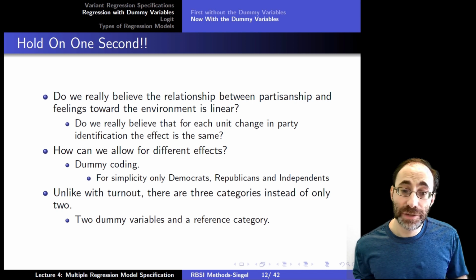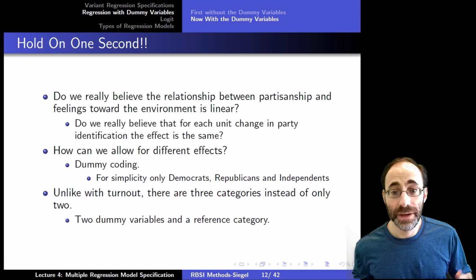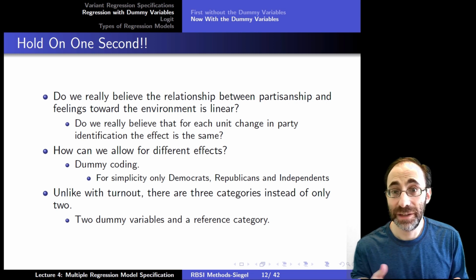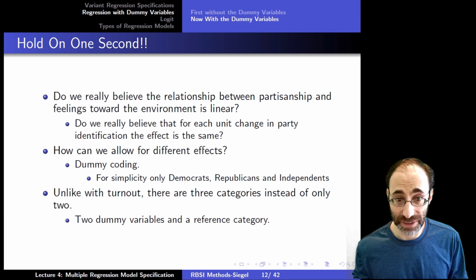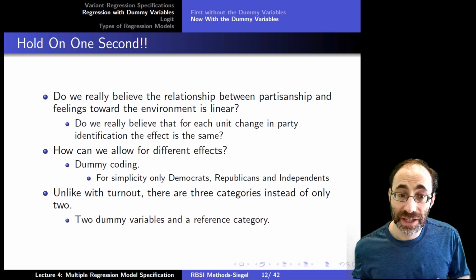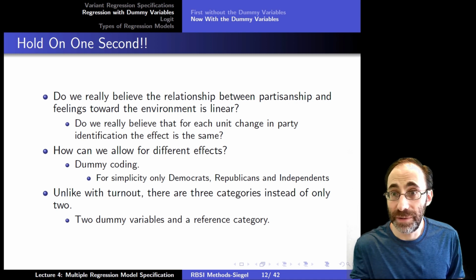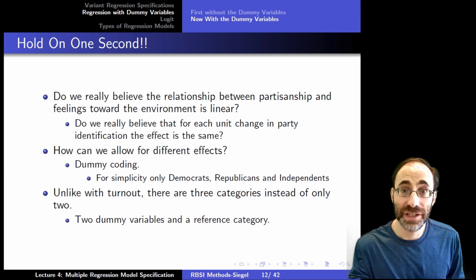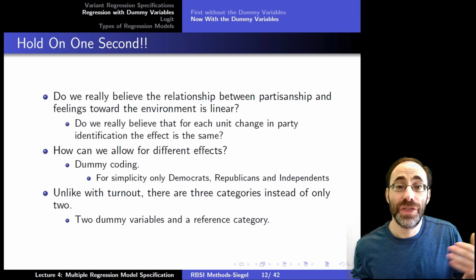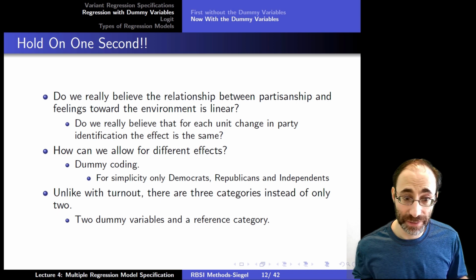So what we can do instead is we can use dummy variables. And to make it simple, we're going to code it to have only Democrats, Republicans, and Independents be 3 different categories. Unlike with turnout, we're going to have 3 categories instead of only 2. So because of that, instead of having only one dummy variable that takes the value of 1 for yes and 0 for no, we need at least 2 dummy variables, with the third being captured by a reference category.